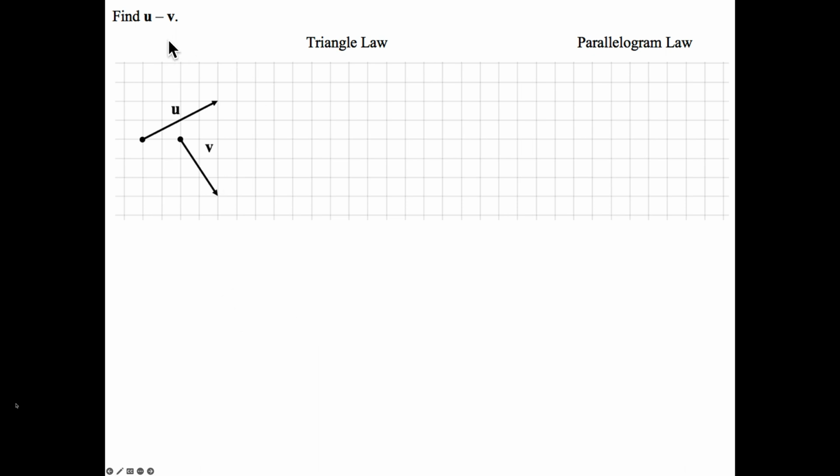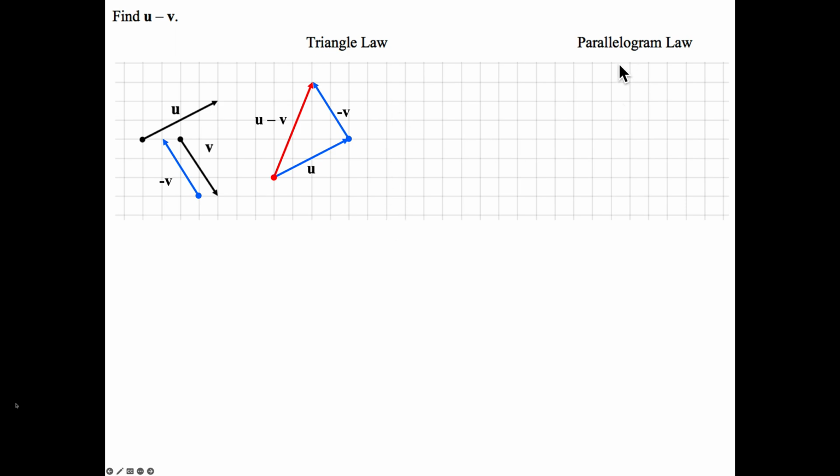So if I want to do u minus v by the triangle law and parallelogram law, so we're going to make this a negative v, so change it in its opposite direction. There we go. Triangle law, start with vector u, and now attach negative v to it. So we're starting here, we're going up 3 to the left 2. And then make your triangle to build that resultant vector, and there's u minus v.